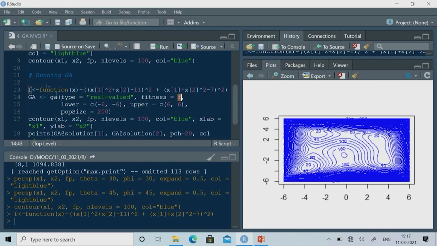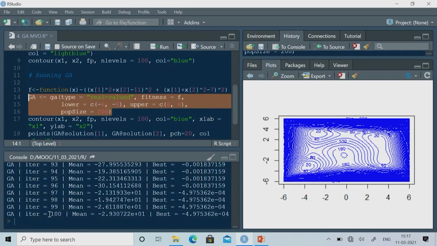So, this is a maximization problem now, and then you have to define lower bound and upper bound. So, the lower bound is minus 6 and minus 6, that means for x1 it is minus 6, for x2 also it is minus 6, and the upper bound is plus 6 and plus 6, and the population size I have defined as 100. If I do not define it, then the default value will be taken. Okay, let us run this particular line.